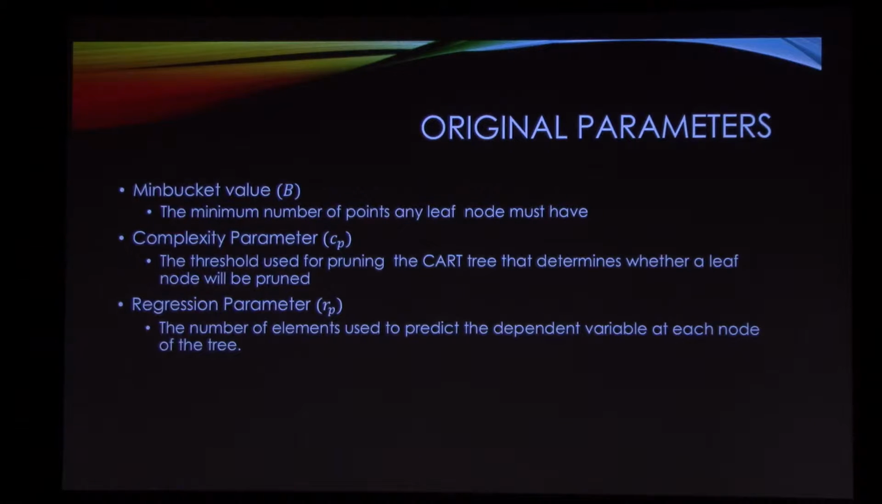The complexity parameter is something our algorithm in CART uses to prune a tree. So after we create a decision tree, we actually go back up the decision tree, and we say if this split doesn't improve the overall accuracy by a certain threshold, the complexity parameter value, we get rid of that split. And finally, the regression parameter is the number of elements used to predict the dependent variable at the end of the tree. And that's for regression problems where when we get all the way to the bottom, instead of giving a class, we actually give a function that's going to tell us the value.